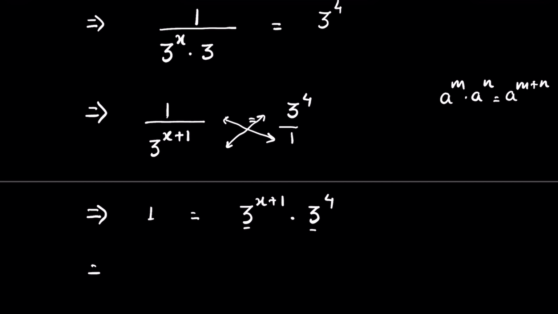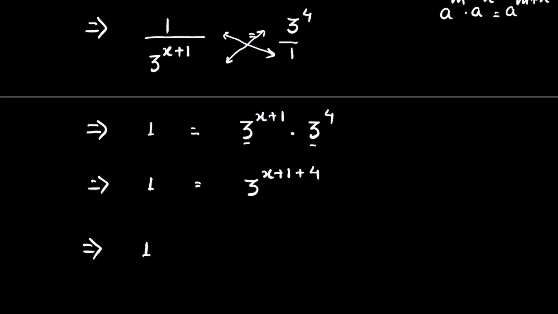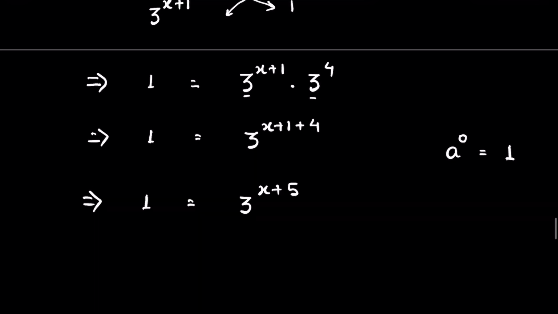So we can write it as 1 is equal to 3 raised to the power x plus 1 plus 4, or 1 is equal to 3 raised to the power x plus 5. Now we know that if a is raised to the power 0, then the value is 1. So here 1 can be substituted as 3 raised to the power 0. The value will be 1 is equal to 3 raised to the power x plus 5.